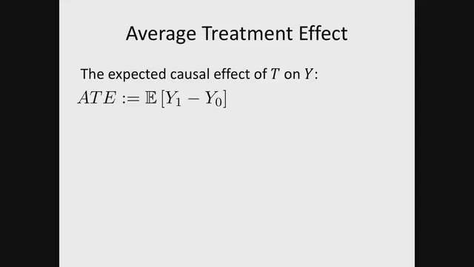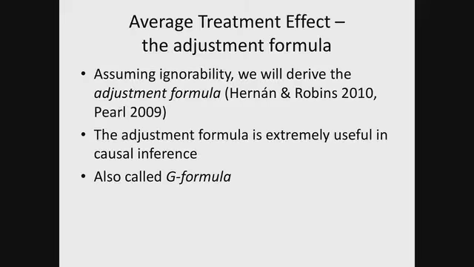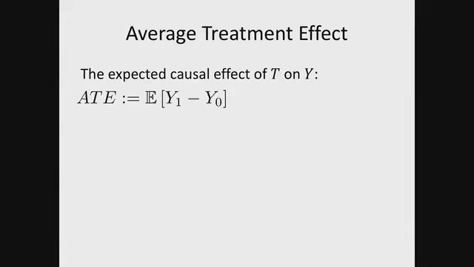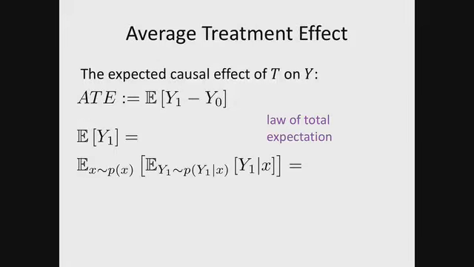Remember, average treatment effect mathematically is the expectation of the potential outcome Y1 minus Y0. The key tool which we'll use in order to estimate that is what's known as the adjustment formula. This goes by many names in the statistics community, such as the G formula as well. Here I'll give you a derivation of it.